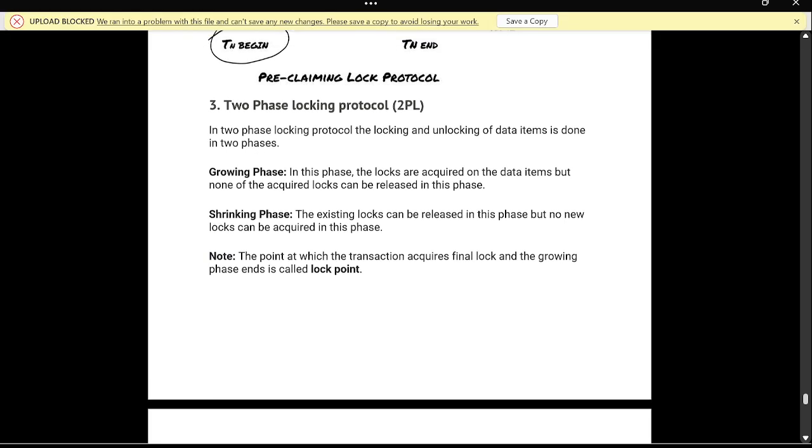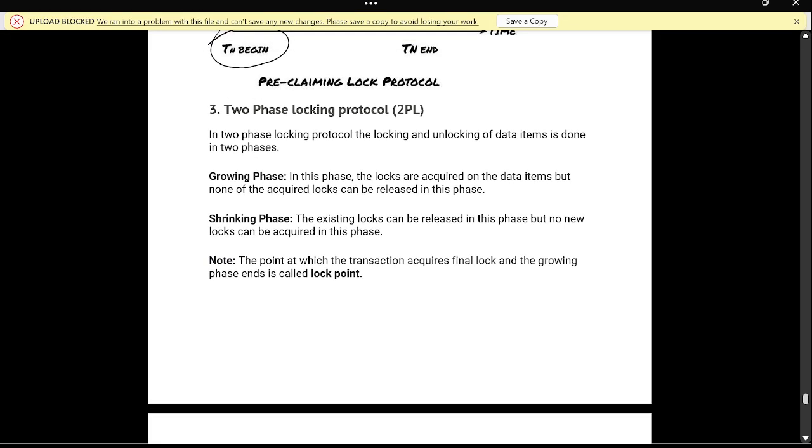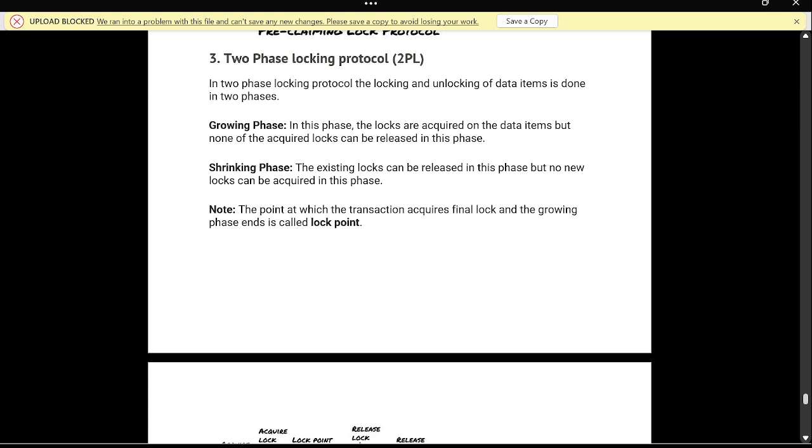So the growing phase is where the locks are obtained on the data item, but none of the obtained locks can be released in this phase. So whatever locks you are acquiring, they are not released. In the growing phase, we have to take whatever locks we need. In the shrinking phase, we are going to release the locks we hold.